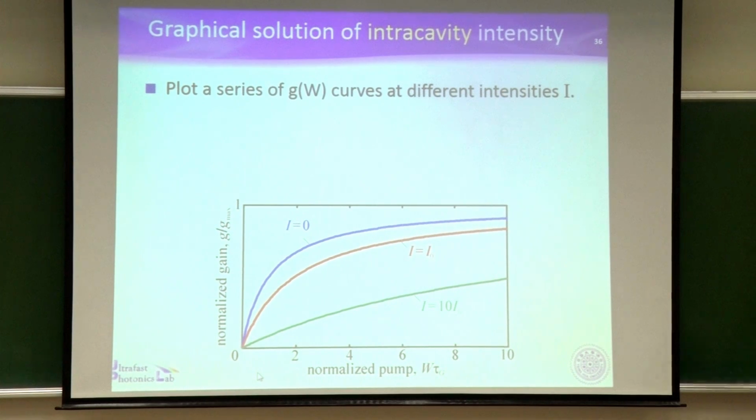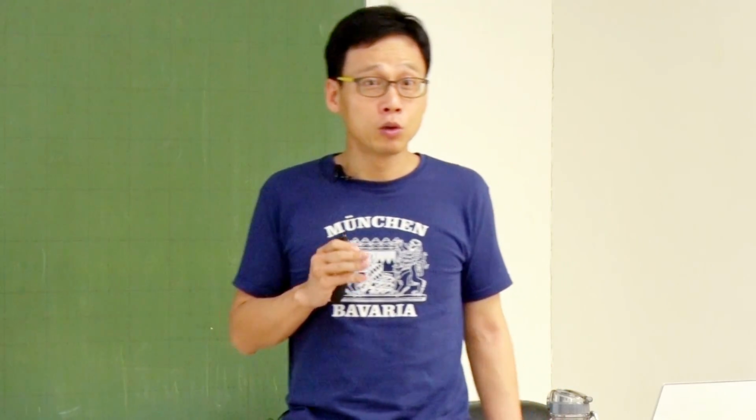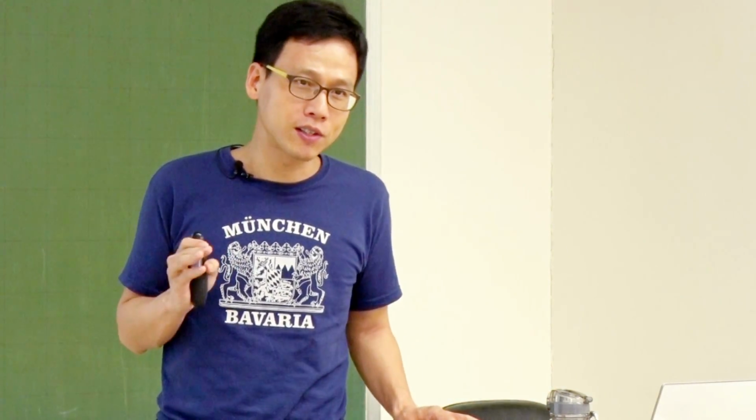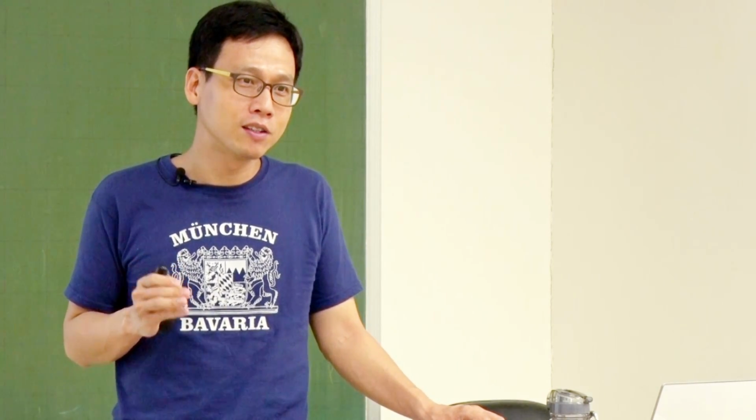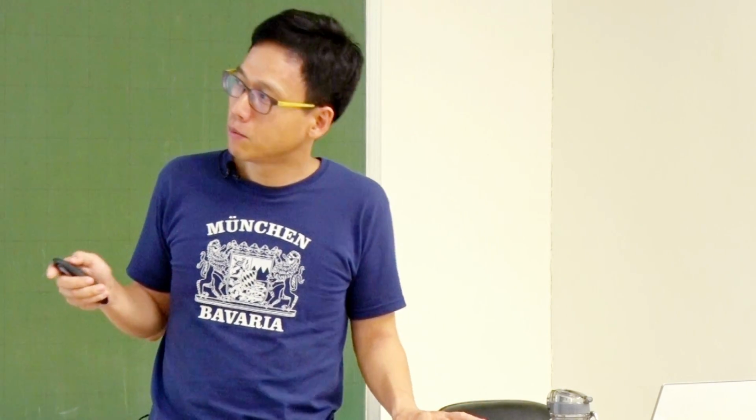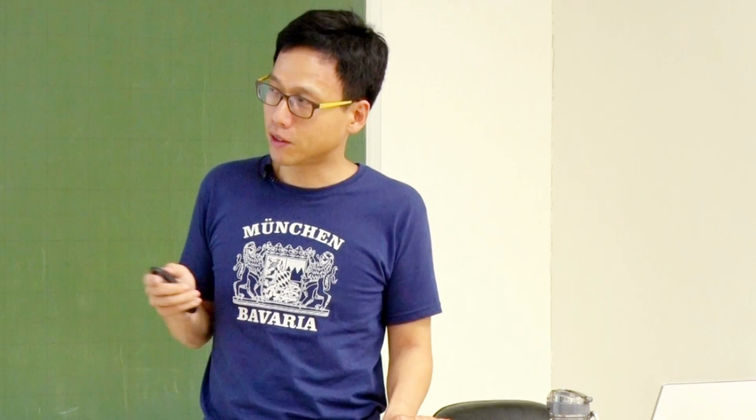There are two ways we can arrive at this purpose. Method 1 is by graphical solution. Okay? So the way is quite easy. First, you have to plot a series of gain versus pump curves at different light intensities. Remember that to this point, we have no idea about what is the steady state light intensity, right? There are many possibilities. But you just plot all the possibilities.